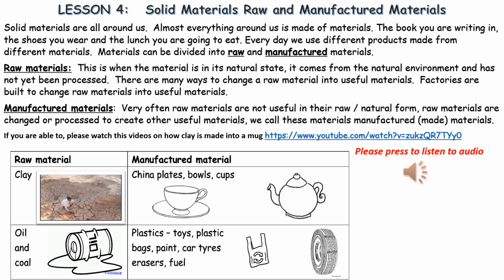Manufactured materials. Very often, raw materials are not useful in their raw or natural form. Raw materials are changed or processed to create other useful materials. We call these materials manufactured or made materials. Basically, you can decide if a material is raw or manufactured by asking yourself the question: can I find this naturally in the environment, or does it have to be made?